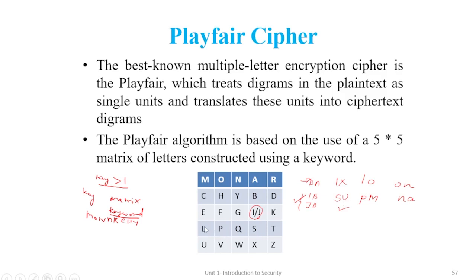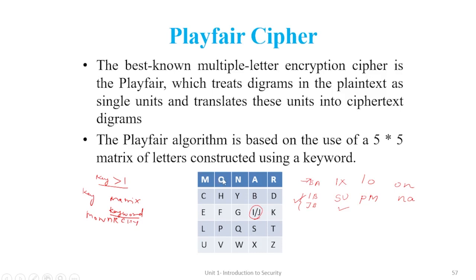The third pair is LO. It is also in a different row and column. So the first letter is L, and you go to row order. The intersection value is P. Then you go to column order, and the intersection value is M. So the answer for LO is PM.